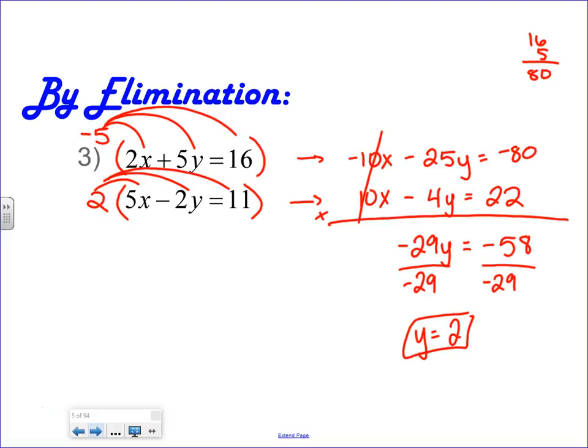We have to plug it in somewhere, so let's take this 2 and say, we need to put you wherever the y is. So I'm going to rewrite it: 2x plus 5 times who? 2. 2 equals 16. And we'll plug in 2. Yeah, because it has to be true for both.